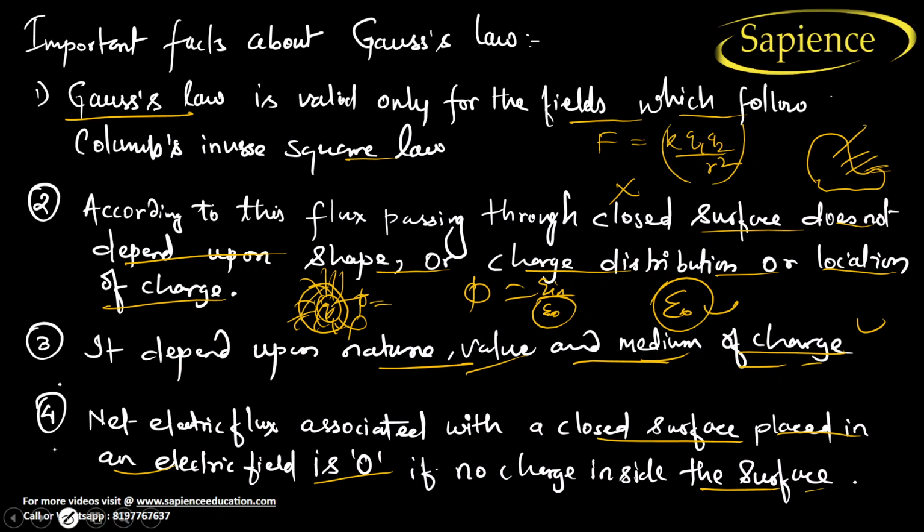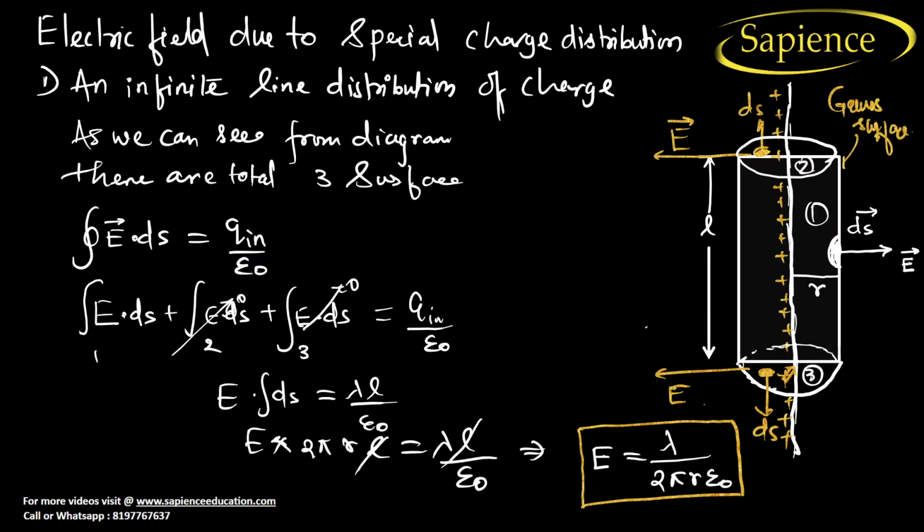So we will go to the next slide and also try to find what the application is. See, this is the part of application of the Gauss law. We can directly write on this slide that this is an application of Gauss law. Now, what is the first application? Electric field due to special charge distribution. You want to find electric field.